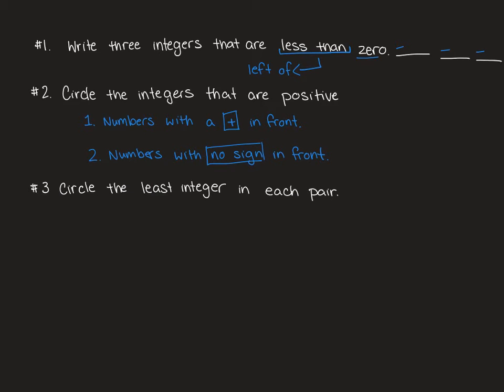Question 3 is going to ask you to circle the least integer in each pair. So they will give you 2 numbers. And so if you look at both numbers on a number line, the least number or the smallest number is the one that is farthest to the left.